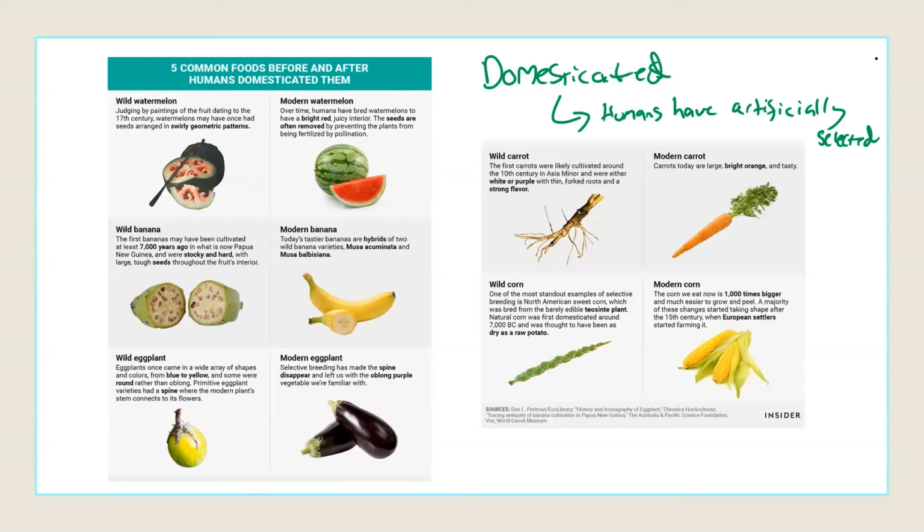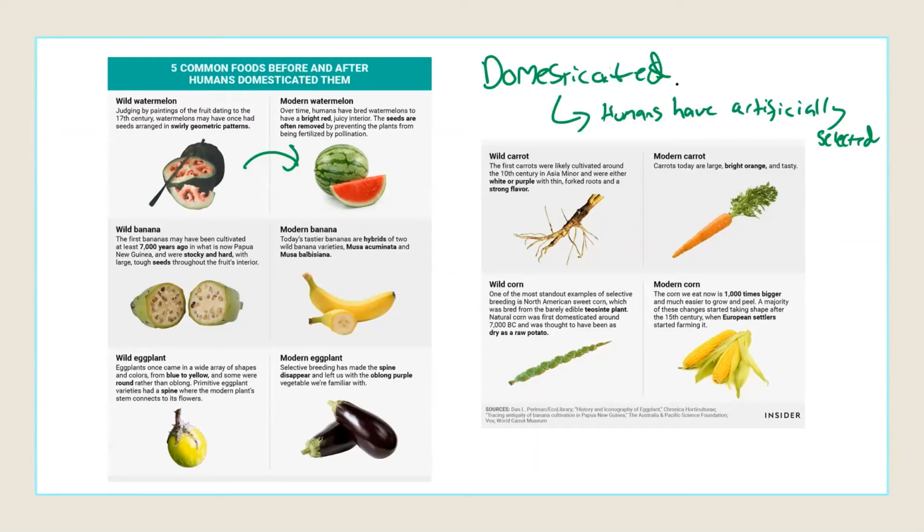Over time, humans have bred watermelons to have bright red juicy interiors. The seeds are often removed to prevent the planting from being fertilized by pollination. Yeah, because you don't want those seeds to then start to pollinate, because that'd be bad. But yeah, look how different these two things are. So humans have gone from the one on the left to the one on the right. And how they've done that is by slowly, over many hundreds of years, picking the best looking watermelon with the most red inside and breeding that one, and then picking the next one with the most red interior.